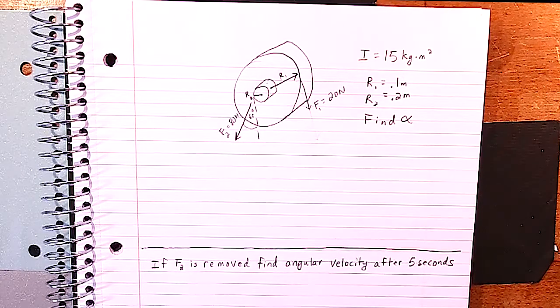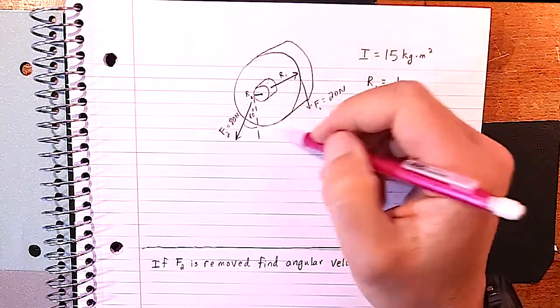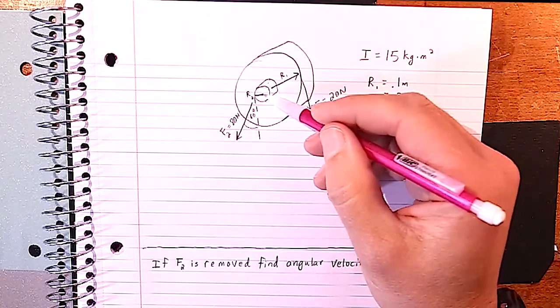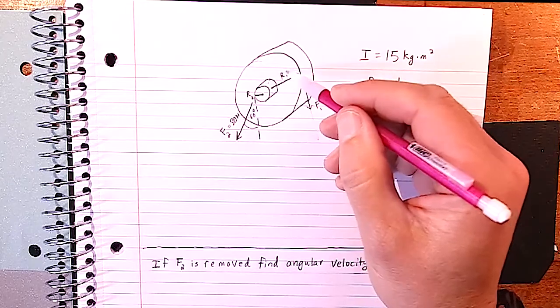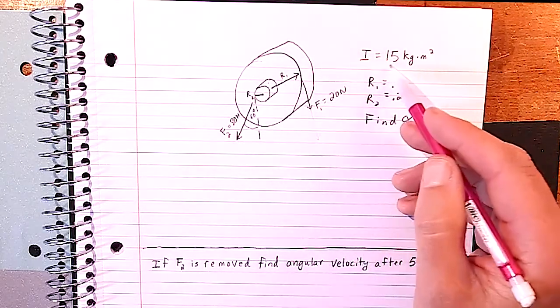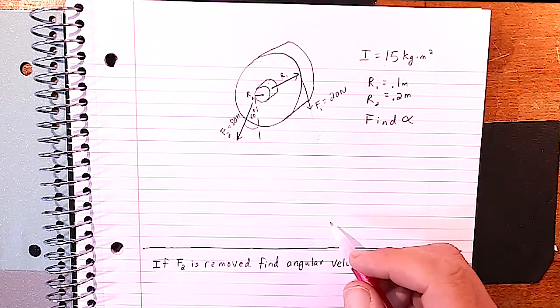So let's do some problems. Let's say we have a wheel with a fixed axle. So this axle can't rotate on its own. It's connected to the larger disc. And the entire setup here has a moment of inertia of 15.